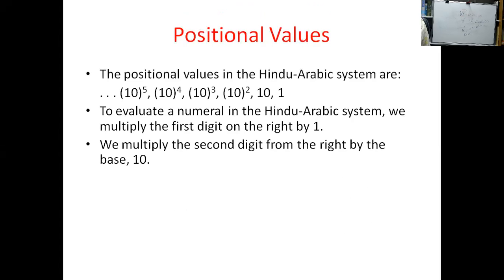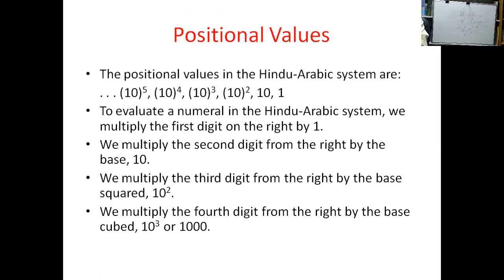Positional value is very important in any numerical system. Positional values in the Hindu-Arabic system start from the right and go to the left: 1, 10, 100, 1,000, 10,000, and so on. To evaluate numerals in the Hindu-Arabic system, we multiply the first digit on the right by 1, the second digit by 10, the third digit by 100, the fourth digit by 1,000, and so on. So the position of the number, like the 20 that we looked at, the 2 is in the second position. It means 2 tens, okay?